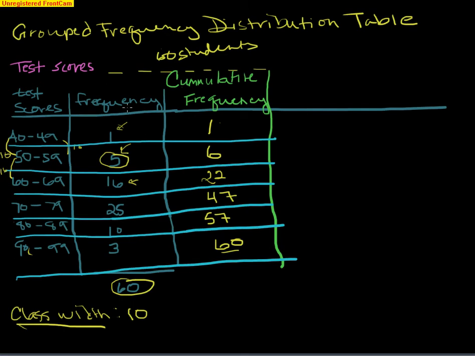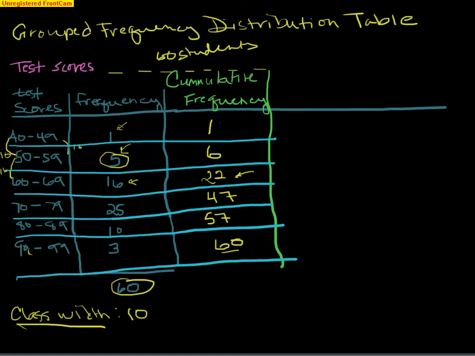And why would you want to look at cumulative frequency? Maybe you want to get a sense of how many students failed. Let's say in this particular class test, anything below a 70 is a fail. That's going to be these 22 students here. So you've got 22 students who failed the test or got a D or an F, something like that. So it's just another piece of data for us to look at.